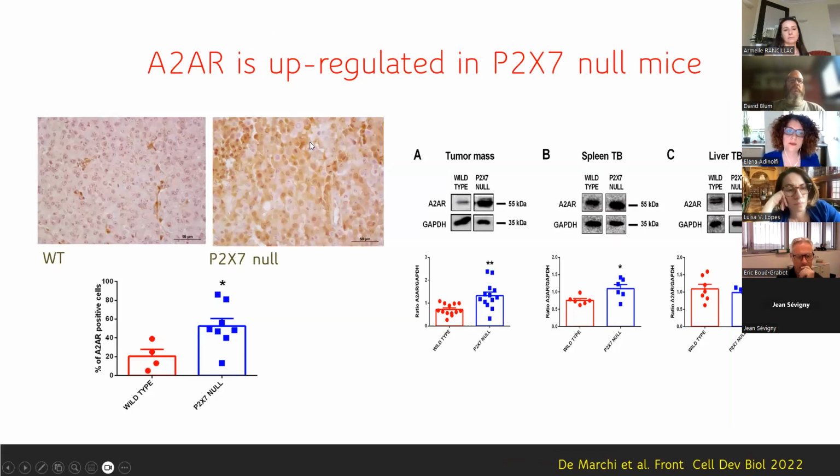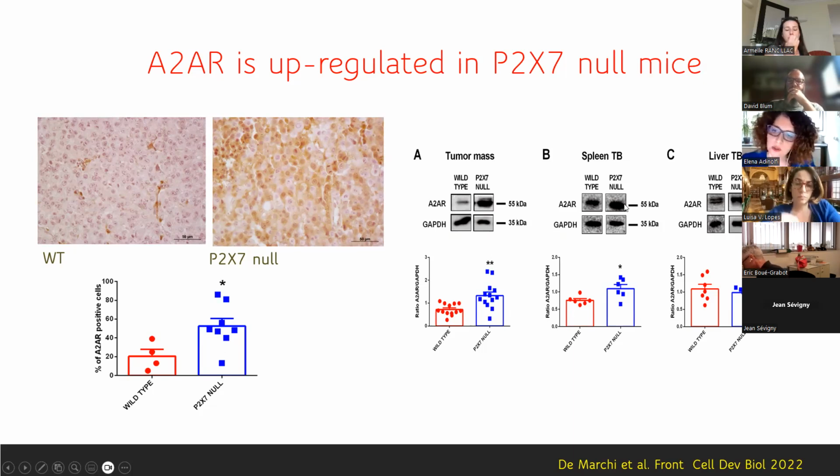This is an immunohistochemistry of our tumors growing either in the null mice or in the wild-type mice, and this is a staining for the A2A receptor. As you can see, there is an upregulation of the A2A receptor, especially on cancer cells. And we can see that this upregulation of the A2A receptor was mainly localized close to necrotic areas in our tumors. This was also shown in different specimens, and we could confirm it also by Western blot of the tumor mass growing in the P2X7 null mice versus the wild type.